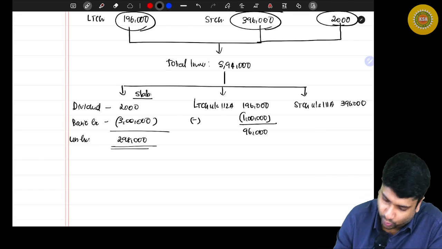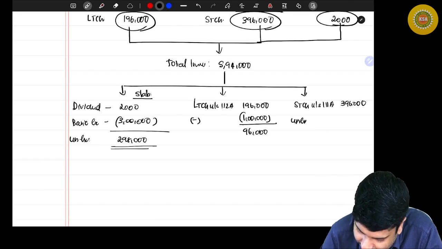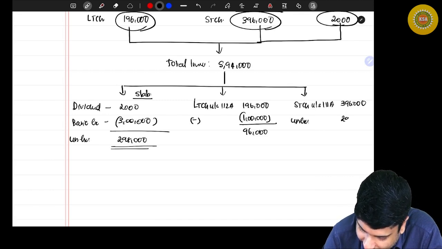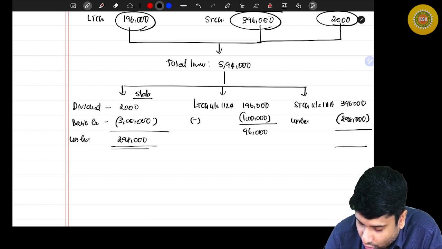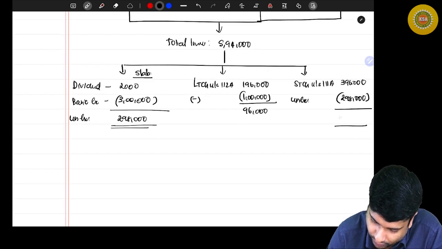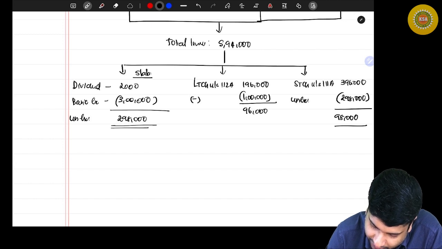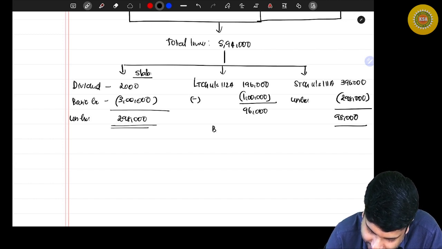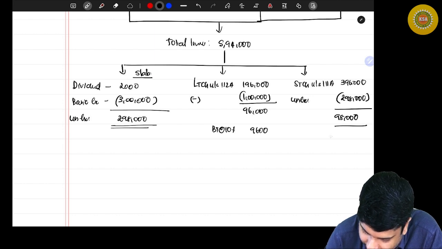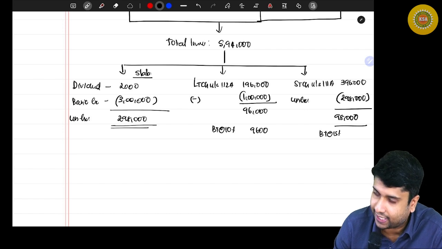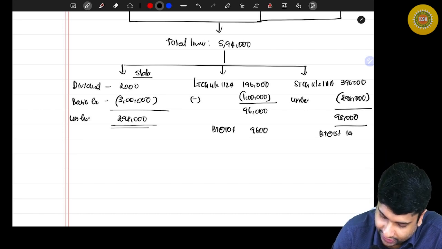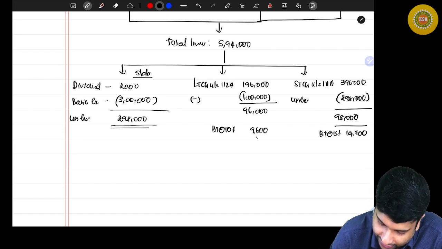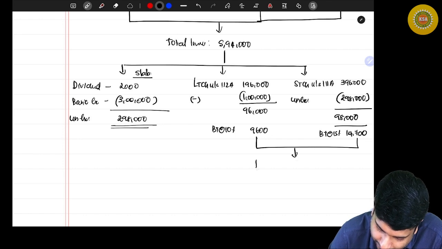So what you need to do is adjust that unexhausted basic exemption limit of 2,98,000 with 396. Can you tell me how much will be the short-term capital gain after this? 98,000. And this basic tax will be at 10% on 96, that will be 9,600. And here basic tax will be at 15% on 98,000. How much will be that? 14,700.